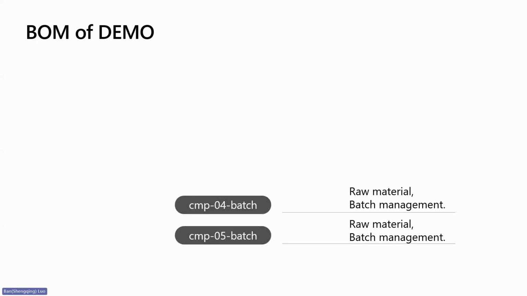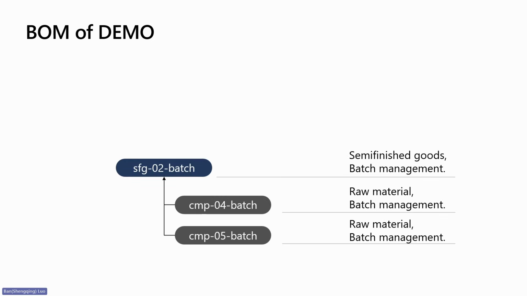Okay. So first, I want to introduce the BOM of the demo. In our demo, we will first introduce two raw materials. They are the comp04 dash batch and the comp05 dash batch. Those are the very end raw materials, and both of them are managed by the batch number. Then both will be used to produce a semi-finished good called SFG-02-batch. So this is also managed by batch number.